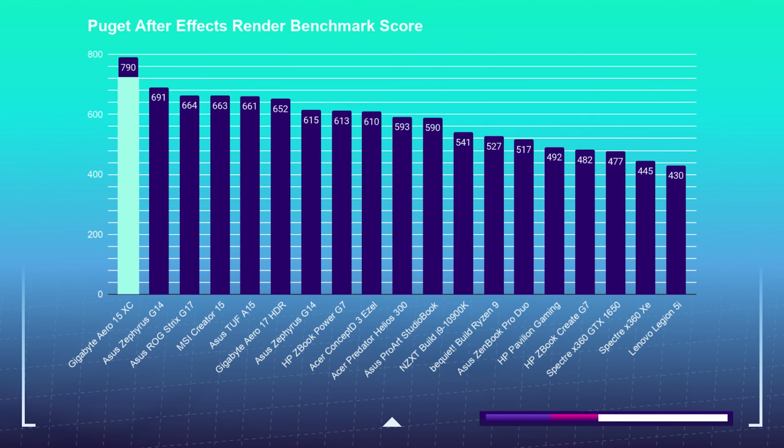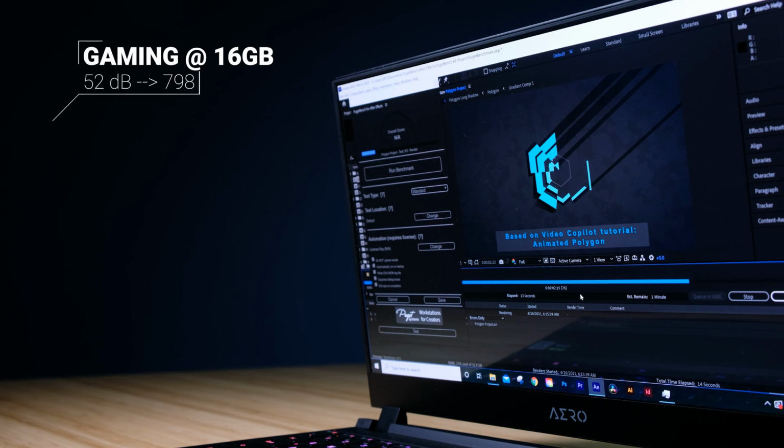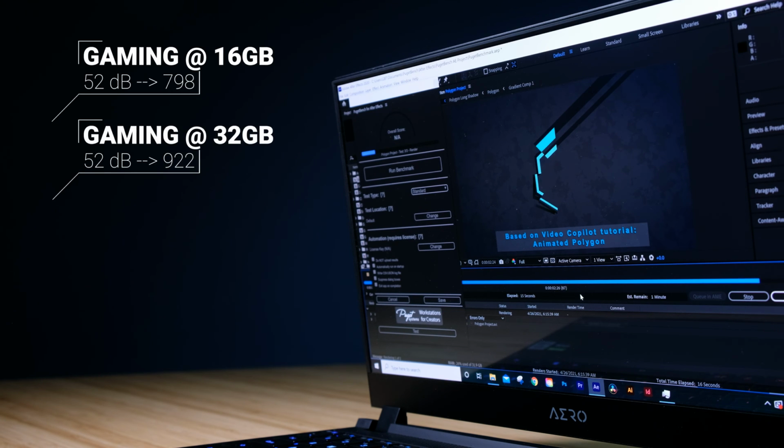Now the next question is, should you get 16 or 32 gigs of RAM? From the test you just saw, that came with 32 gigs of RAM. If you decide to go with 16, you're gonna drop about 120 points on the After Effects benchmark test.